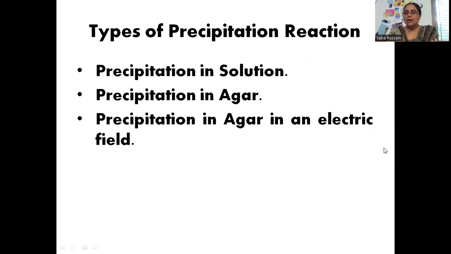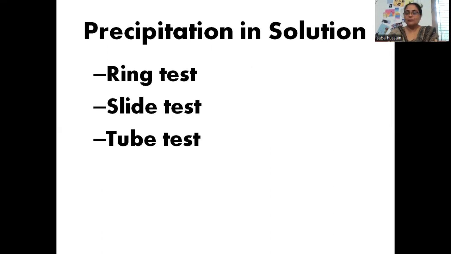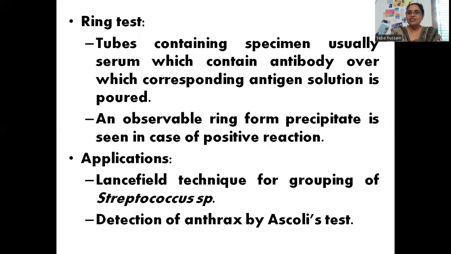What are the different types of precipitation reaction? Precipitate can be formed in solution. This precipitate can be seen in agar, and precipitate can be seen in agar using an electric field. So precipitation reactions can be seen in solution, agar, as well as agar in an electric field. Precipitation reaction in solution can be studied under 3 heads: ring test, slide test, tube test.